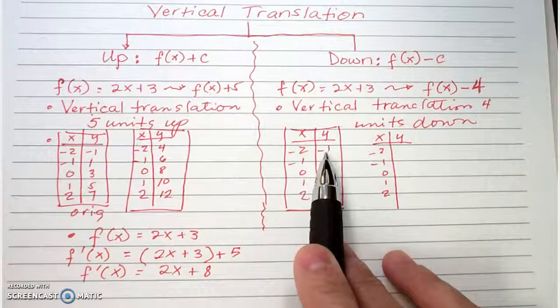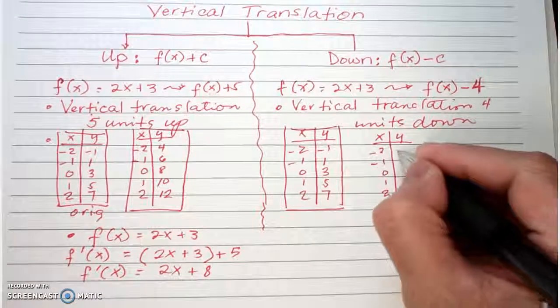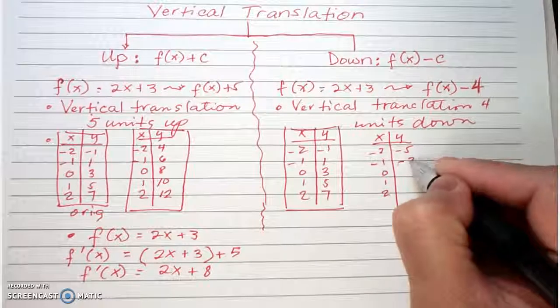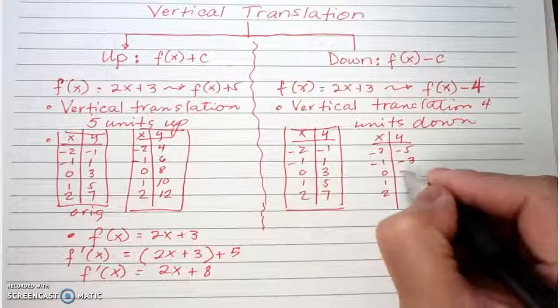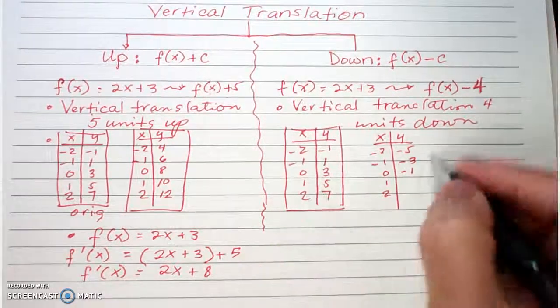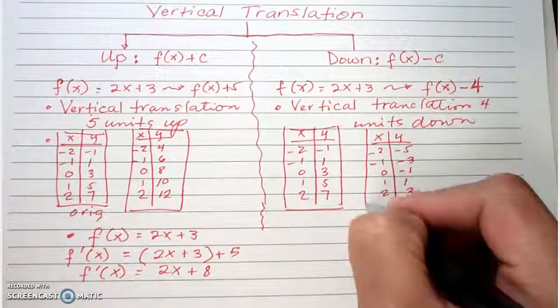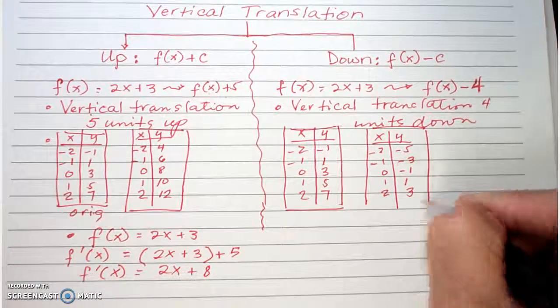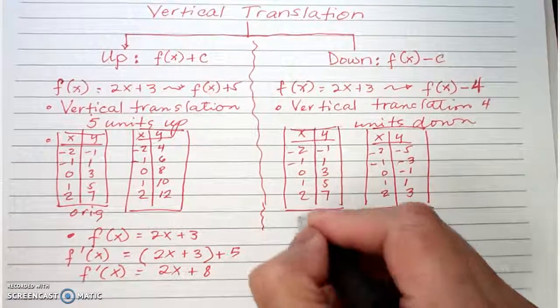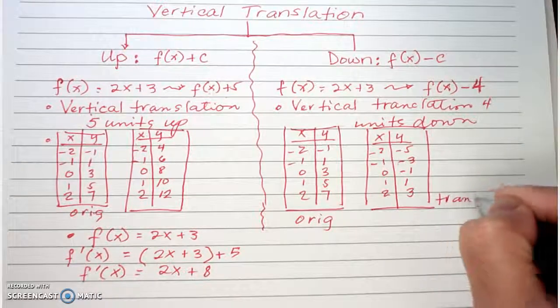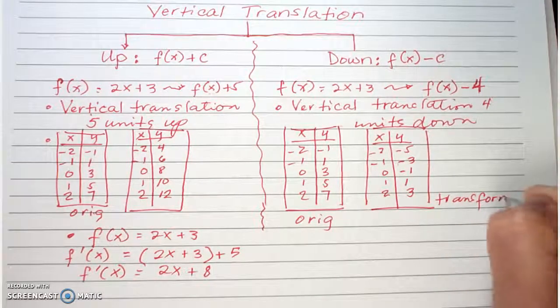So if you subtract 4 from here, it becomes a -5. -4 here is a -3. -4 is a -1. -4 is a 1. -4 is a 3. This is now the table of your transform function. So this is your original, this is your transform function, or your new one.